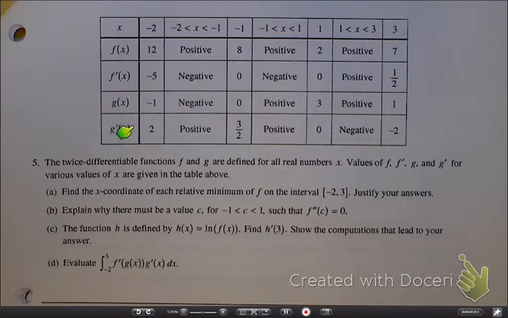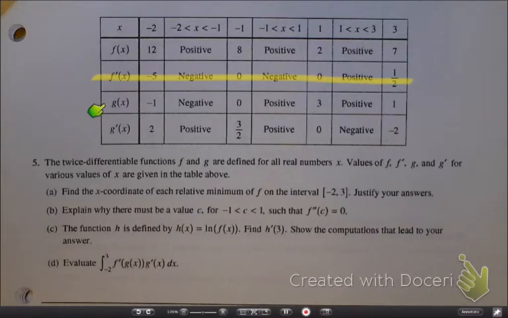We are looking for where f prime of x, this row right here, so this is the row we're looking at. Houston says we're looking for where f prime of x goes from negative to positive. Because if f prime is going from negative to positive, that means that the original function is going from decreasing to increasing. And that would be a minimum value. So that is absolutely correct.